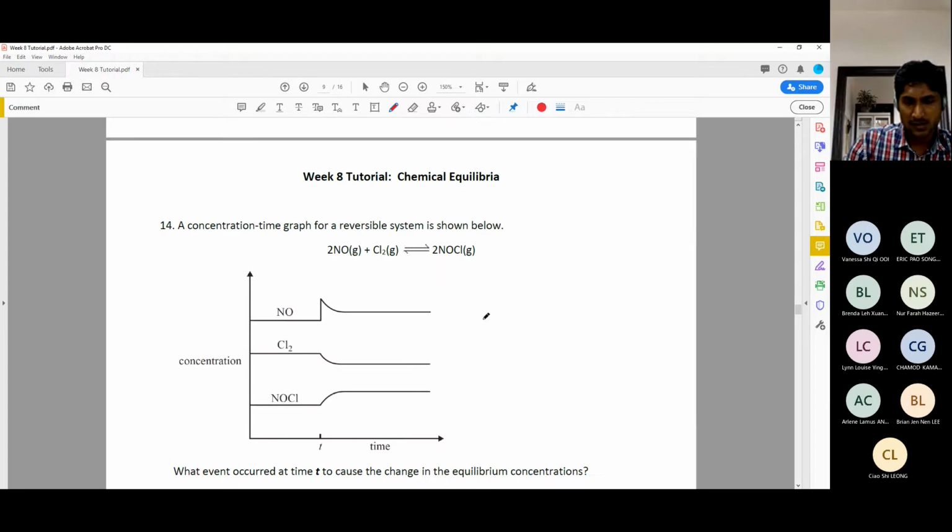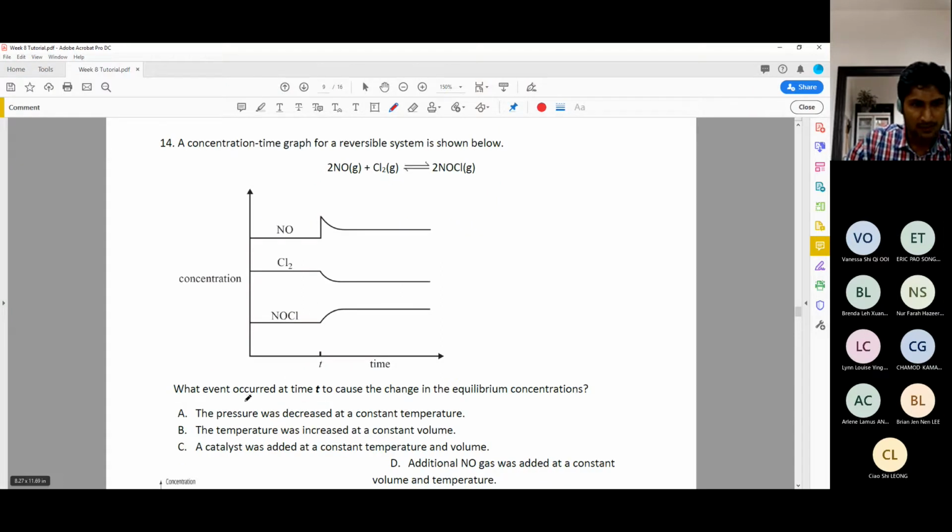Question number 14 says a concentration-time graph for a reversible system is shown below. Nitric oxide, chlorine, and nitrosyl chloride are in the system. What event occurred at time T to cause the change in the equilibrium concentration? At T, nitric oxide was added to the system.